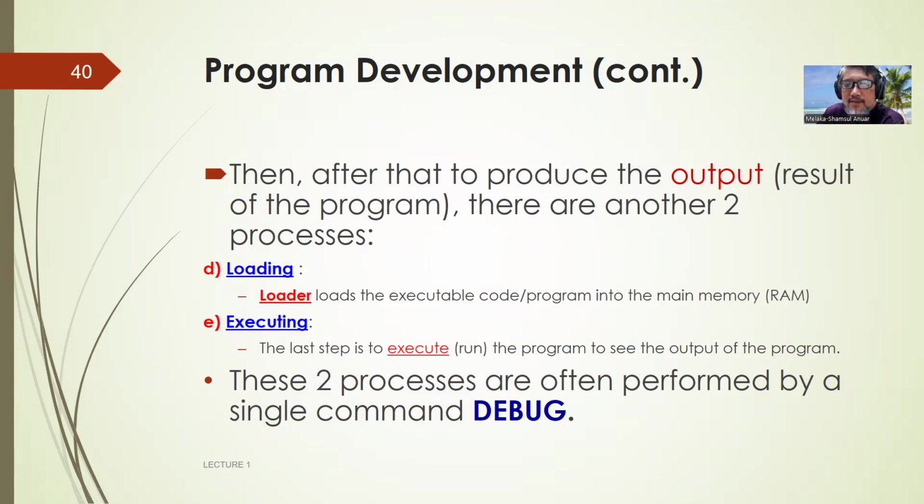Program development, continuation from that. Then after that, to produce the output, there are another two processes. Loading loads the executable code into the main memory. So you pass it to the RAM. That's why you need RAM. So if you are dealing with a lot of calculations, you are going to need a bigger RAM. So bigger RAM will be much better. Then executing, the last step, is to run the program to see the output of the program.